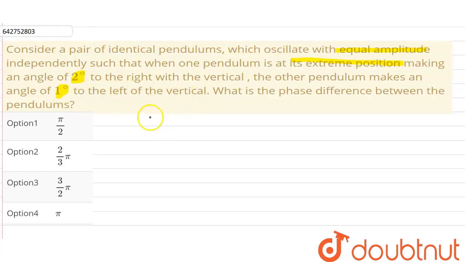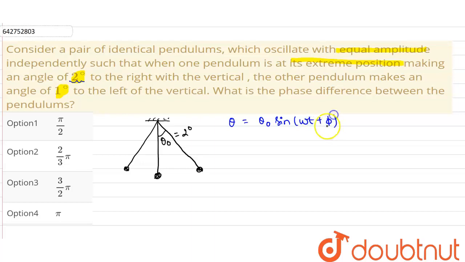Okay, so let us suppose that this is our pendulum, which is oscillating with the maximum amplitude of, let us say, theta naught. So the maximum amplitude or angular displacement is theta naught, which is given to us as 2 degree. Correct. Now the first pendulum is at the angle of 2 degree on the left hand side. Correct.